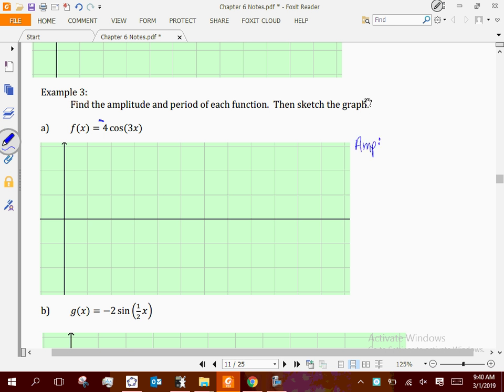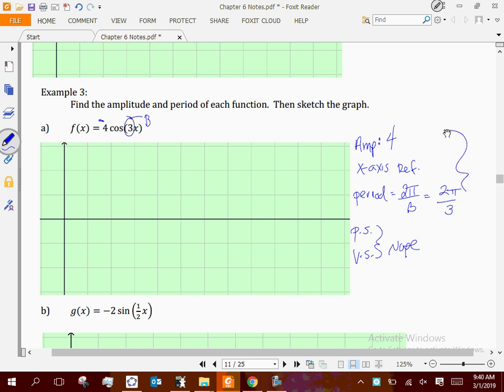Okay? So again, I'm going to write down what my amplitude is. What's your amplitude? 4. Okay. Do you have an x-axis reflection? Yep. Now, this number here, that's your B value, right? So your period is equal to 2 pi over B, which is 2 pi over 3. Does that make sense? Okay. Are there phase shifts or vertical shifts here? Nope. So this is ultimately the information that we need.